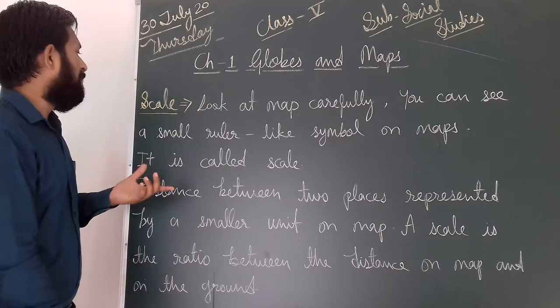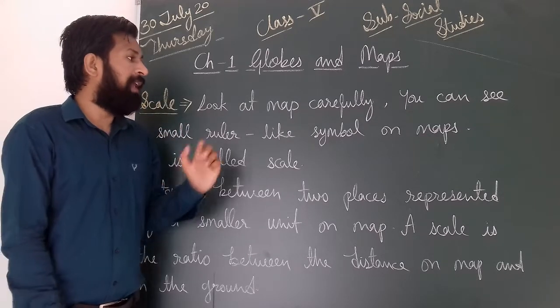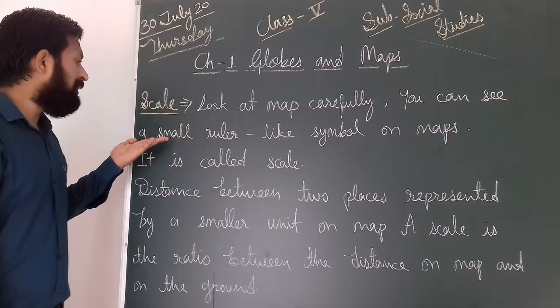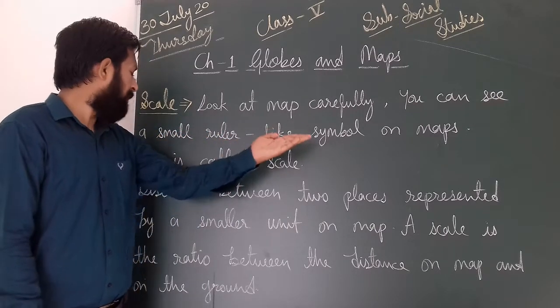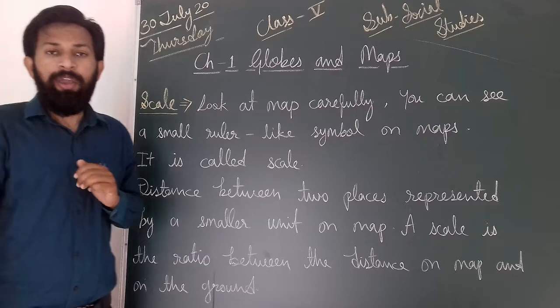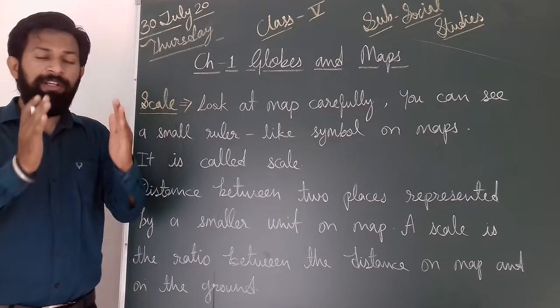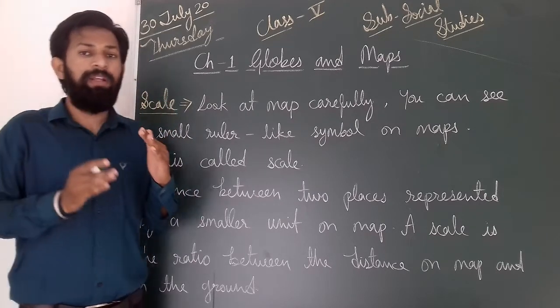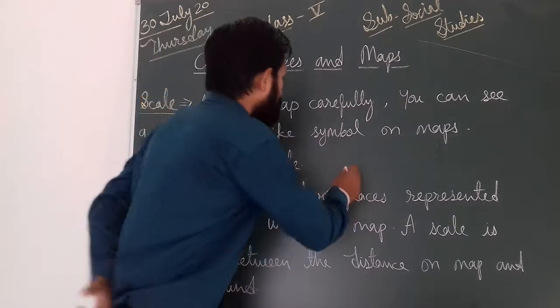So listen here, look at maps carefully. You can see a small ruler like symbol on maps. It is called scale. If you are watching a map, then look carefully, and you can see that type of structure on the map.